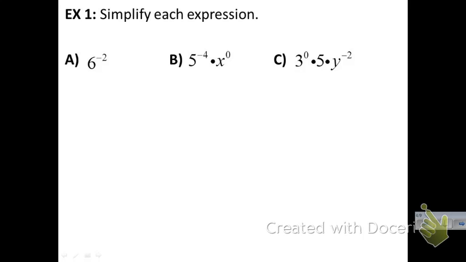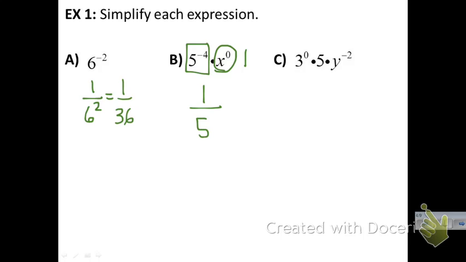So here in example 1, you have 3 different examples. We have 6 to the negative 2, so we rewrite this as 1 over 6 squared. This becomes 1 over 36 in its simplified form. With b, I'm going to look at this. Anything to a 0 becomes 1, so it's like multiplying by 1, and we don't have to really worry about that. So I'll take this one. 5 to the negative 4 becomes 1 over 5 to the 4th. You can write that in a simplified form as 1 over 625.